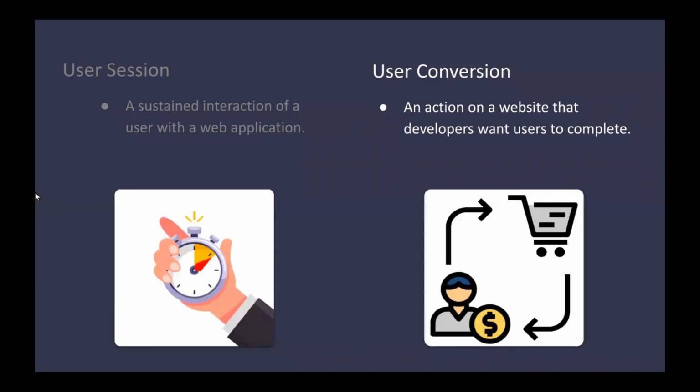Second, a user conversion is an action the developers want a user to complete. This is usually the last action on a path of events that developers design to lead to this conversion. Examples of these are things like subscribing to an email or purchasing a product.